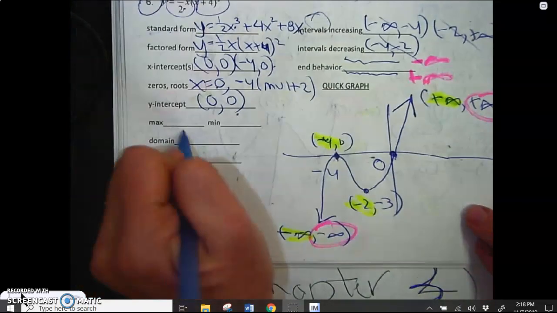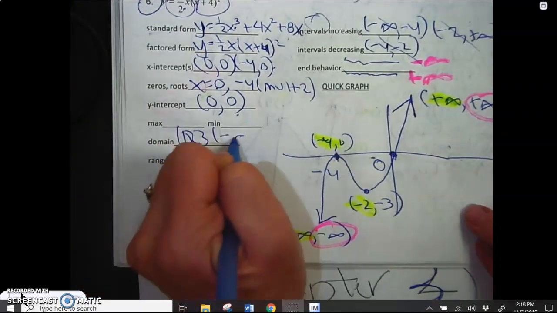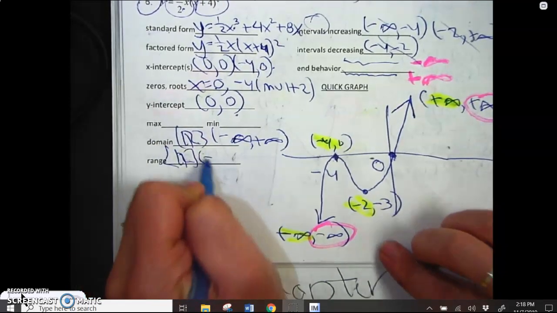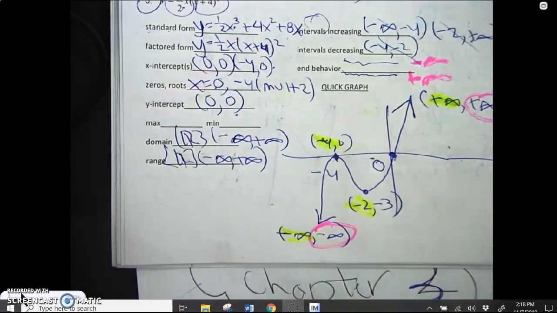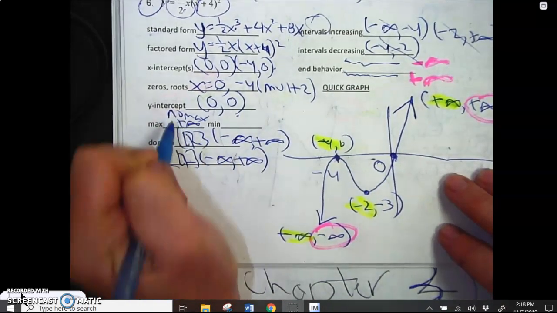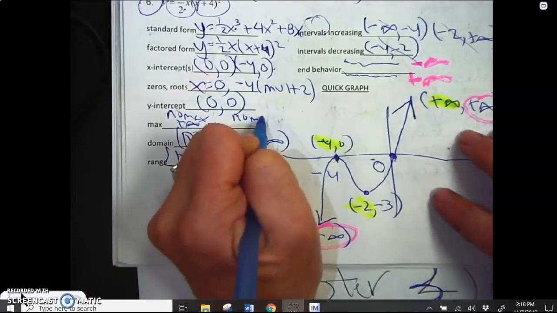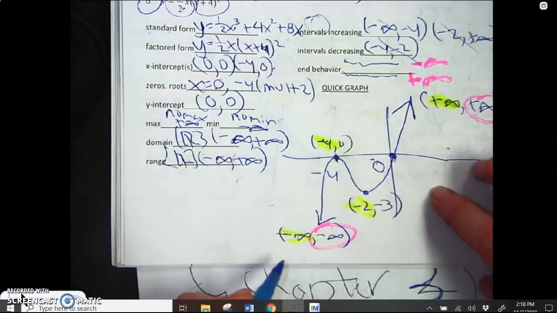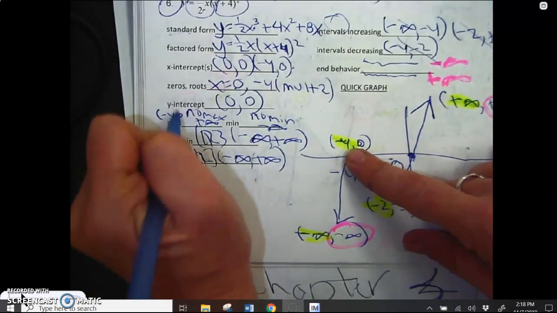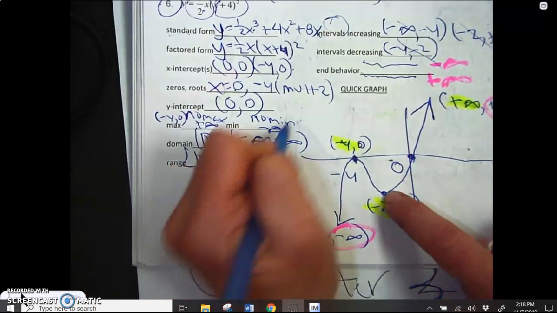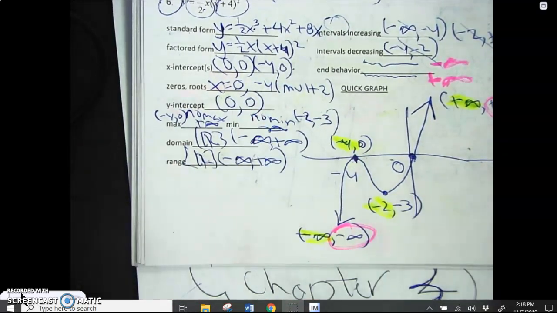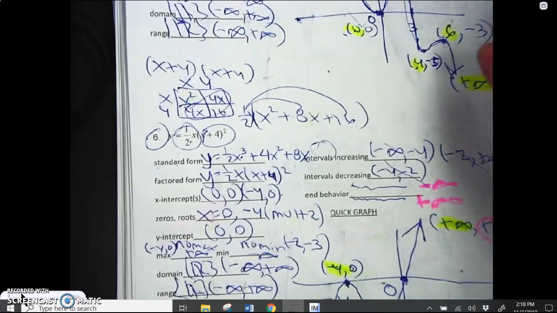Okay, domain, I like this one. All real numbers, negative infinity, positive infinity. Range, all real numbers, negative infinity, positive infinity. Now the maximum, there is no max, positive infinity. There is no min, negative infinity. But there's a relative max at (-4, 0). And there's my relative min at (-2, -3). Okay? So honestly, I bet with practice you'll get awesome at it.